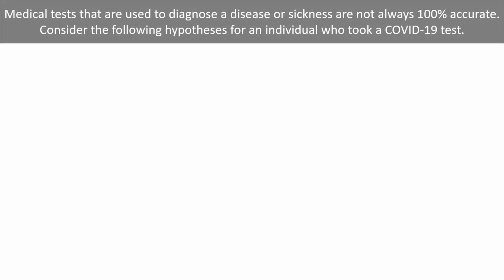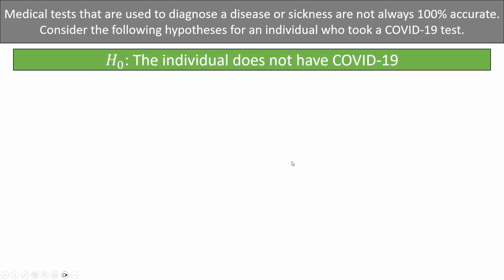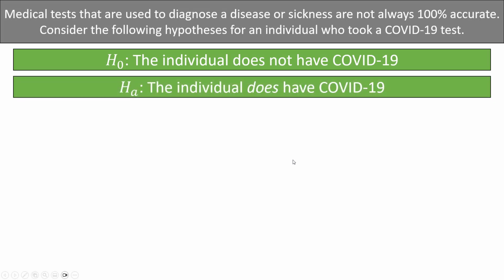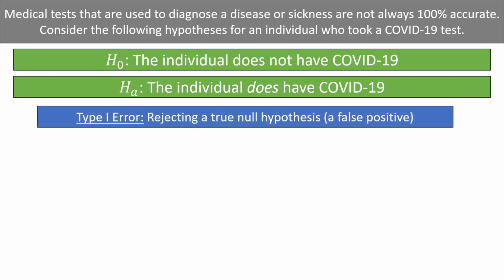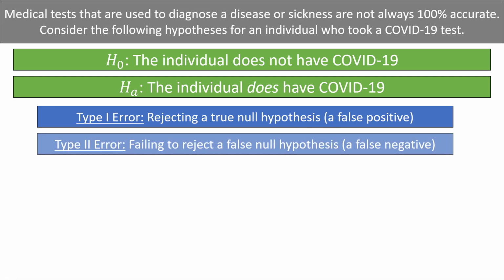All right, so here is a problem for you to try. Medical tests that are used to diagnose a disease or sickness are not always 100% accurate. Consider the following hypotheses for an individual who took a COVID-19 test. The null hypothesis is that the individual does not have COVID-19, and the alternative is that the individual does have COVID-19. So we have two possible types of errors that we could make. We could make the type 1 error, rejecting a true null, a false positive, or we could make the type 2 error, which is failing to reject a false null hypothesis or false negative.